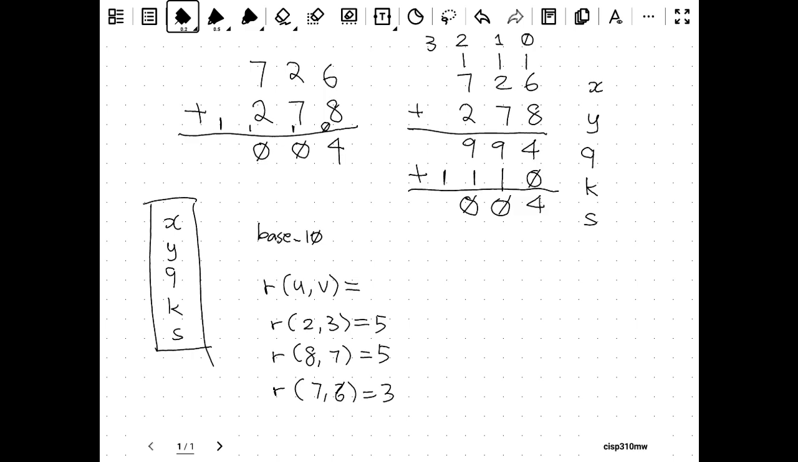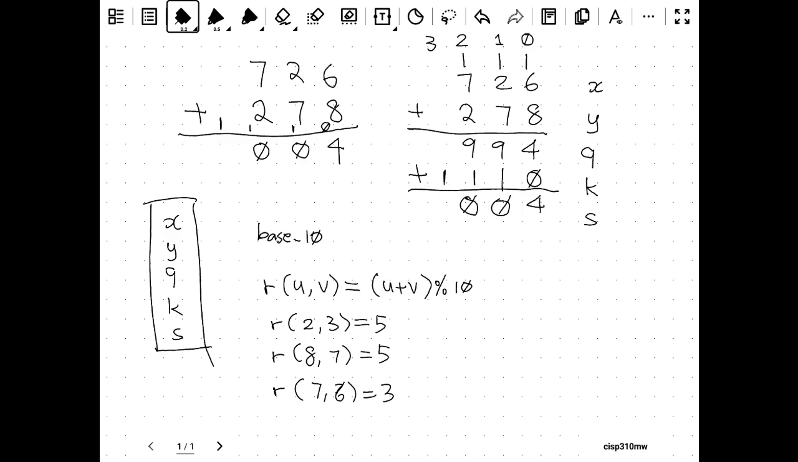Yes, give it a shot. U plus V in parentheses mod 10. Yep, that will work. Exactly. So that's going to work. Cool. Not a problem. Good job.